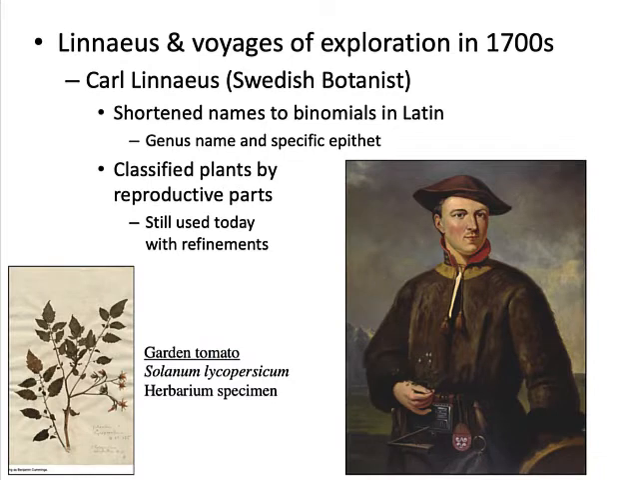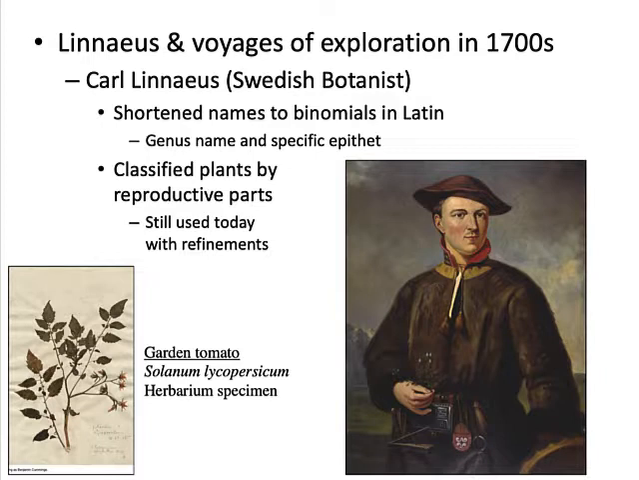So, move forward to about the 1700s, and that's when Linnaeus and his contemporaries really started to give names to everything. And Linnaeus was actually a Swedish botanist, and he shortened names to binomials in Latin, in which every organism had a scientific name that is composed of a genus plus a species name. And most of these names were given based upon reproductive parts. Many of these names are still used today with refinements.